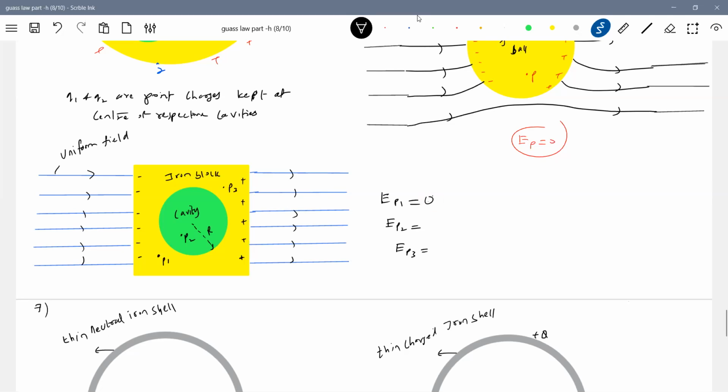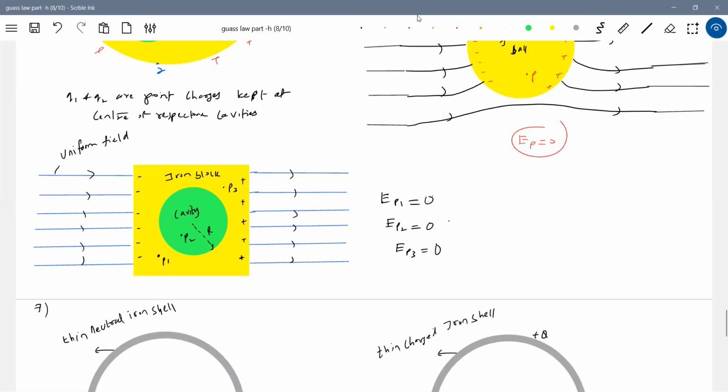What about at point P2? Will there be any induced charge on the inner surface of the cavity? No, no charge will be induced here. So what is the field strength at point P2? It will be 0.